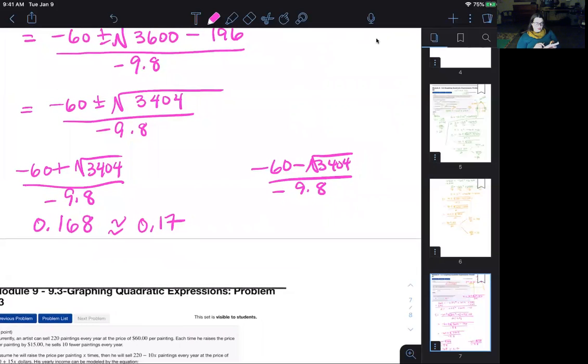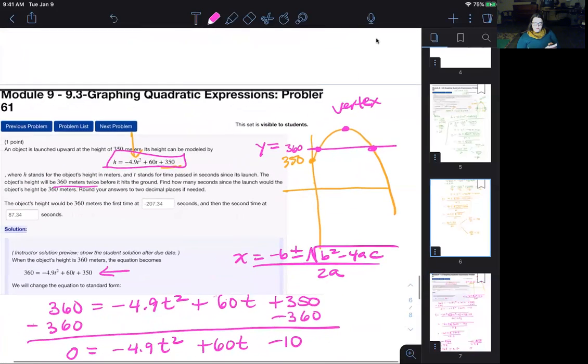And the next one is the same exact process, but I'm going to have a negative square root of 3404, which gives me negative around 58, minus 60, and divide that by negative 9.8, and I get approximately 12. They want 2 decimal places, so 12.08 should be that answer.